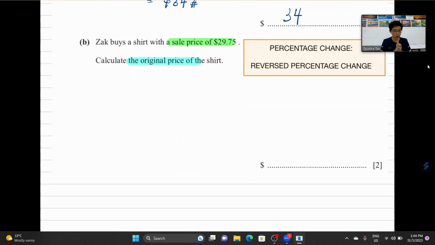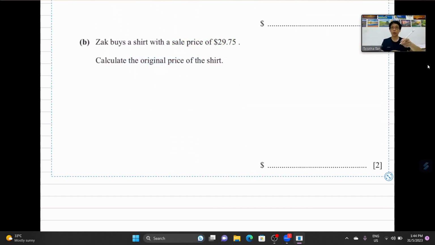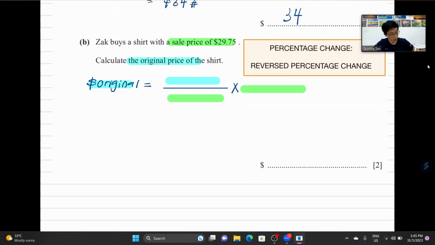Okay, so let's go for the original price. I'm going to put percentage of original on the top, below, and I'm going to put the green, the change accordingly. Now, original percentage, what is it? Original percentage is 100. You got that right.